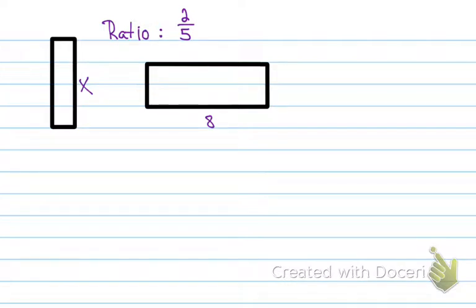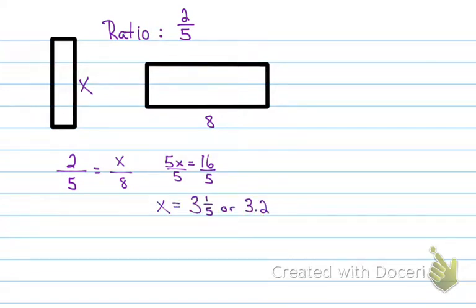All right, so Matthew, tell me the proportion you set up. What did you say? 2/5 equals x over 8. Very good. And then what method did you use to solve? Cross products. Yep, cross products. So 5x equals 16. And what'd you get for your answer, Matthew? 3.2. You can have the fraction 3 1/5 or 3.2. Either one would be fine.